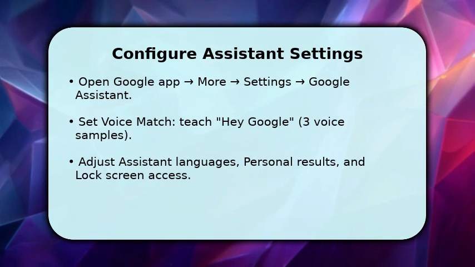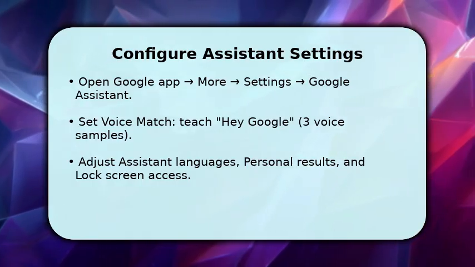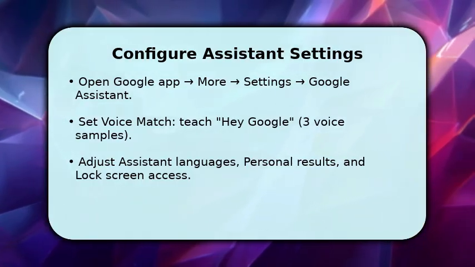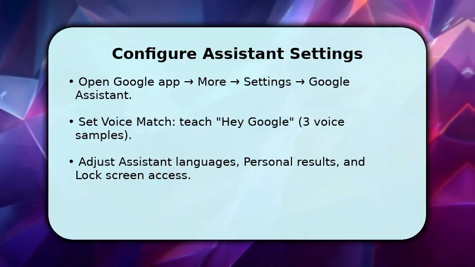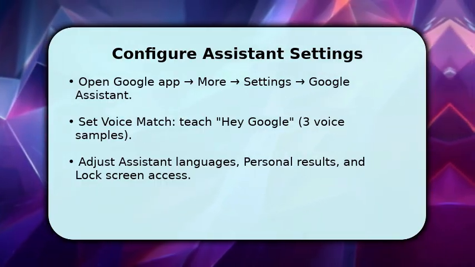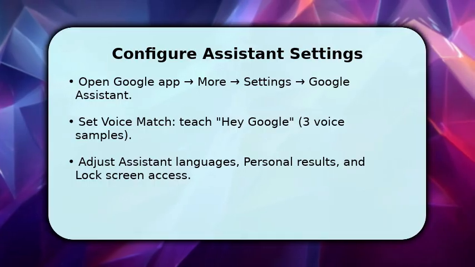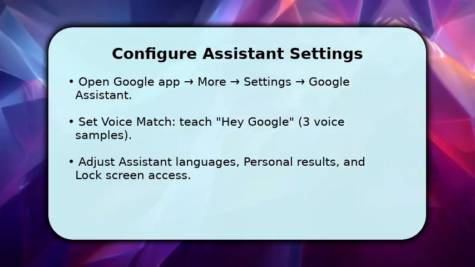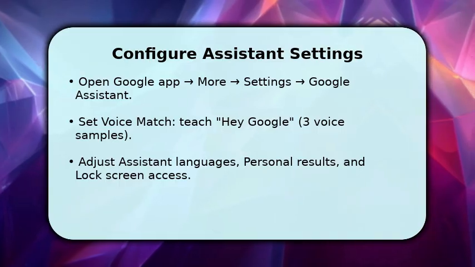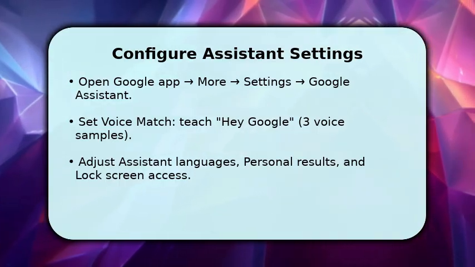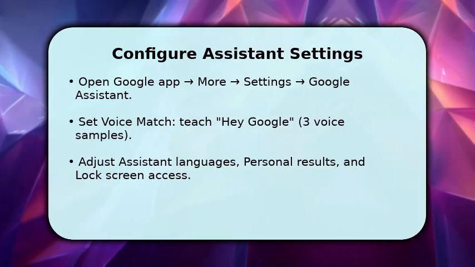Once installed, open the Google app and navigate to Settings, then Google Assistant to configure it. You'll set voice match by repeating 3 short phrases so the phone recognizes your voice. This enables hands-free wake words. Make sure Assistant language matches your accent. Adjust personal results and lock screen access so notifications and calendar items show up securely.